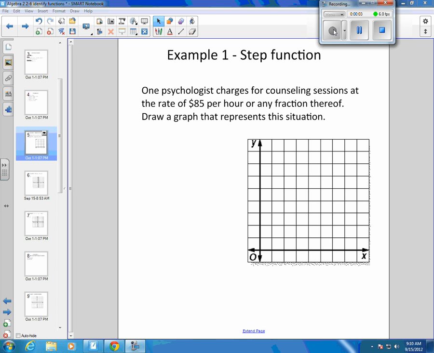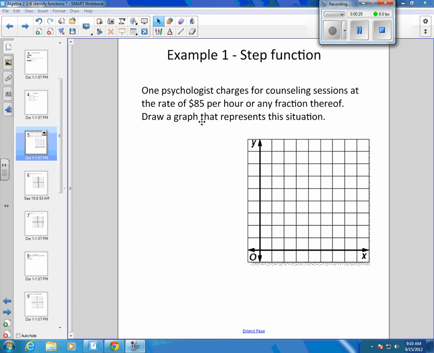Okay, this is Algebra 2, Section 2.6. We're doing example 1, which is step functions. So in this case, we've got a psychologist, and he's charging for his counseling session at a rate of $85 per hour, or any fraction thereof, which means if you stay for 1 hour and 1 minute, you're going to get charged for 2 full hours. If you stay for only 30 minutes, you still get charged for the first full hour.